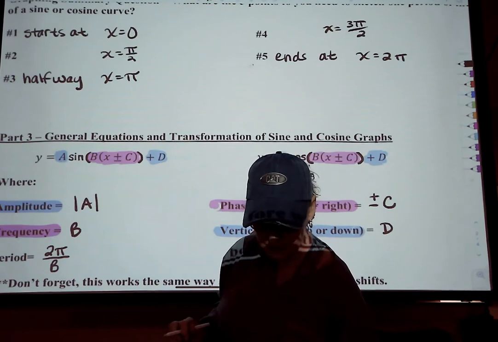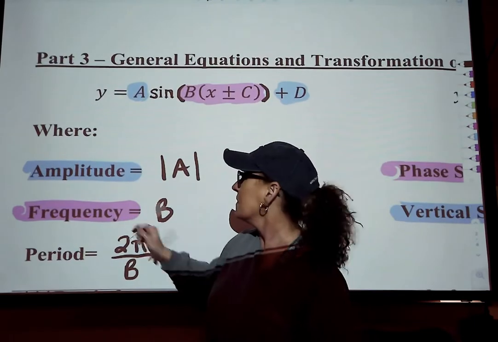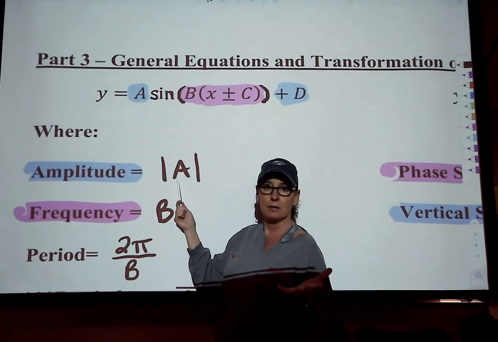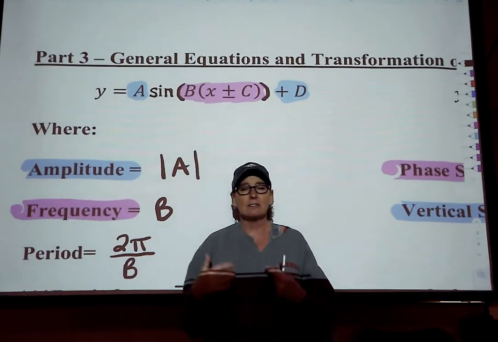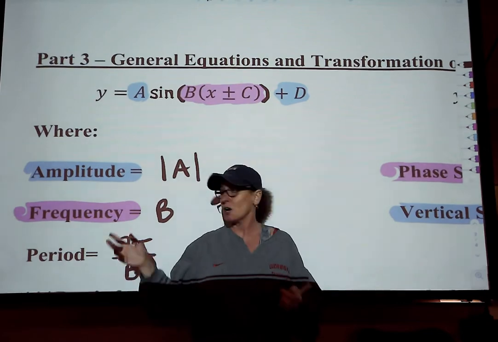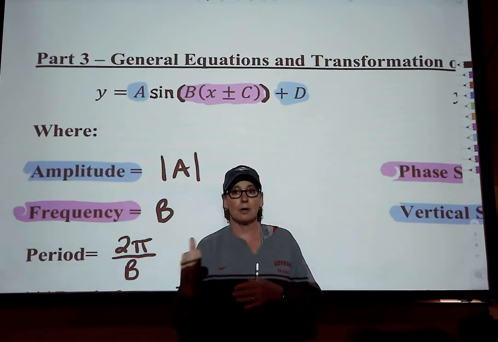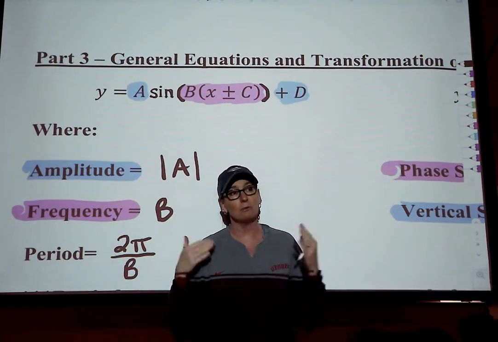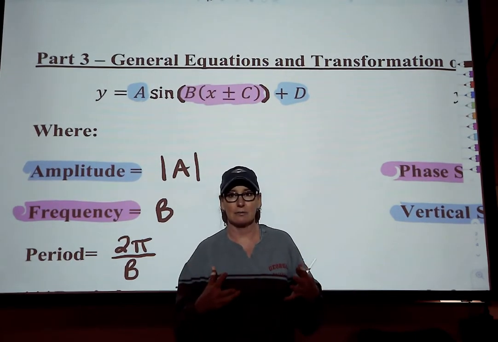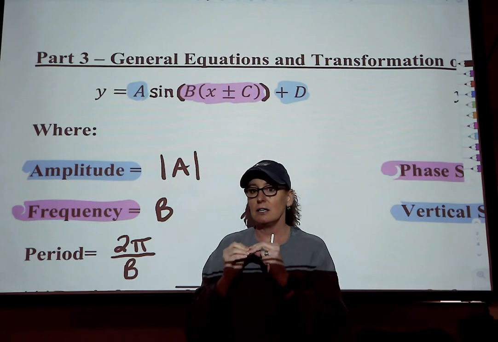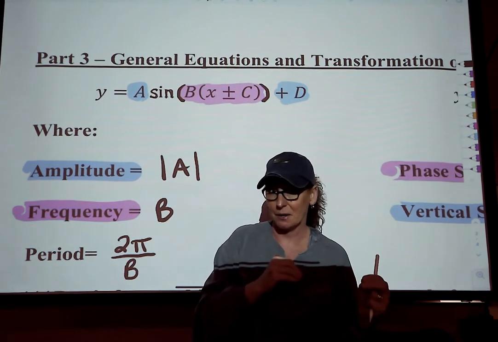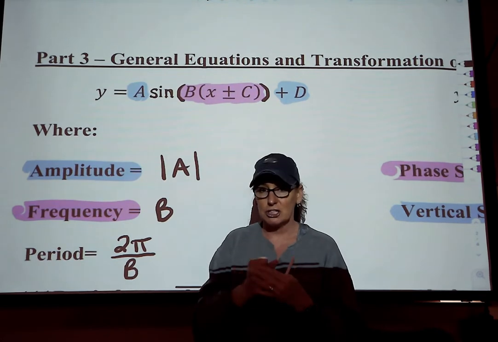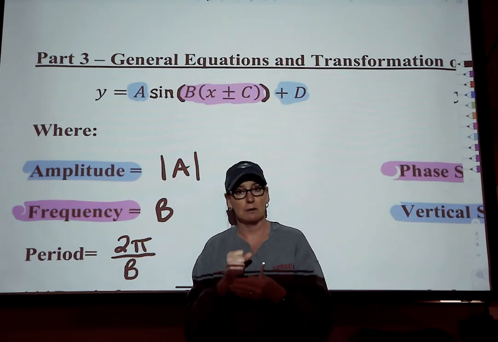Now, let me tell you what they represent. The number that you see out front, we call it A for amplitude. And we never answer an amplitude question with a negative. So when I ask you what's the amplitude, you're telling me how far up and down it goes. So don't ever tell me that amplitude is negative. You might see a negative number out there, but the negative just says it's going to flip. I want just a positive value for the amplitude.